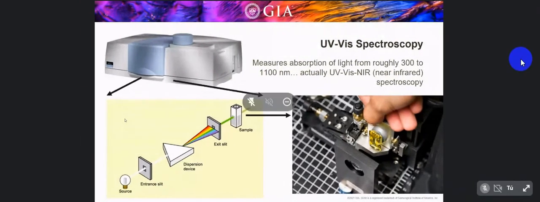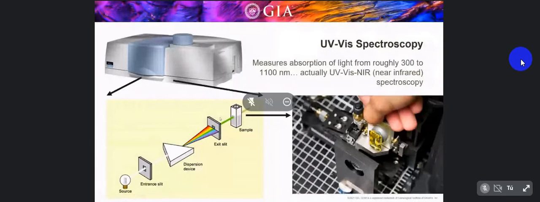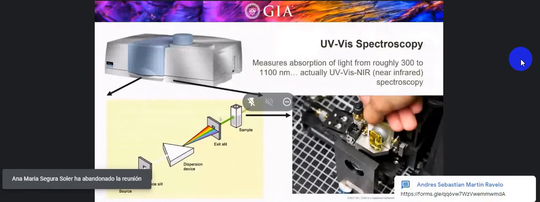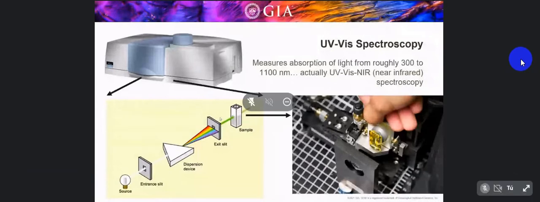And then as you move the dispersion device, you can then focus individual specific wavelengths onto your sample. And so we get to selectively choose the wavelengths that we're illuminating our sample with, and we can measure how much light gets through our sample at a specific wavelength compared to how much light gets through with the sample out of the path of the light.